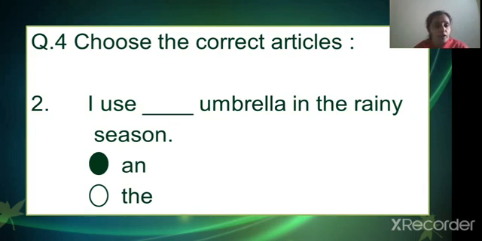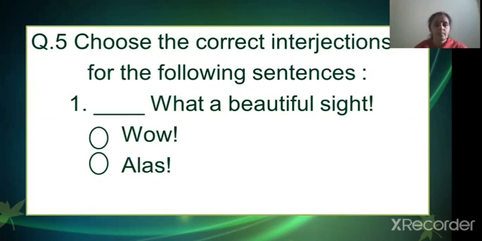Clear? I hope you all are following. Okay, let's move to the next one. Choose the correct interjections for the following sentences. What are interjections? We learnt interjections are words that express feelings, that show expressions, right? So here the sentence is, what a beautiful sight. So what is the word that we're going to use? Wow or alas?